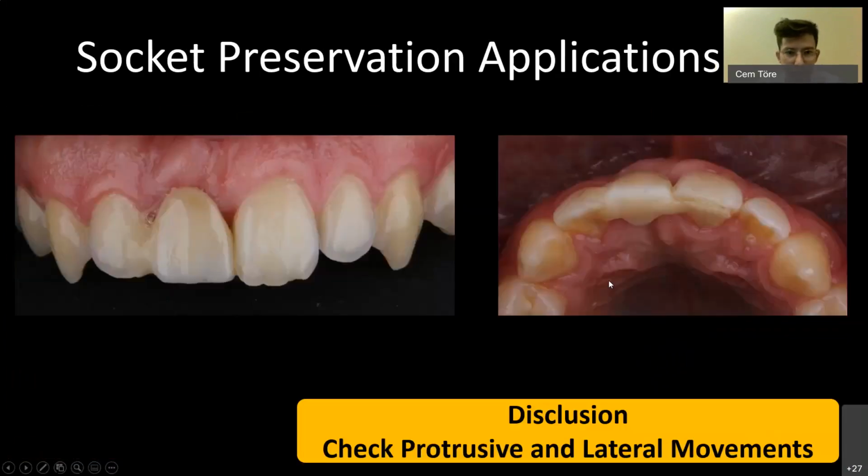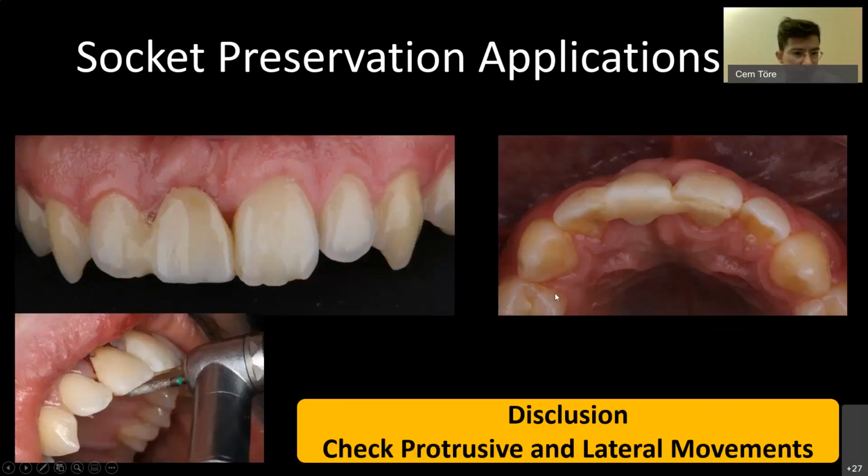Next up, we have our post-op picture. This place was further refined afterwards. We must make sure there is disclusion or non-occlusion in this temporary prosthesis. We check for protrusive and lateral movements of the jaw and make sure that in none of these movements is there any contact between the bridge and the lower teeth. And if there are any contacts, we remove those contacts with a turbine.